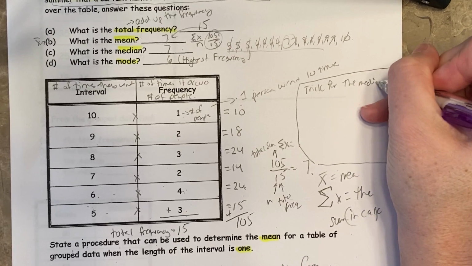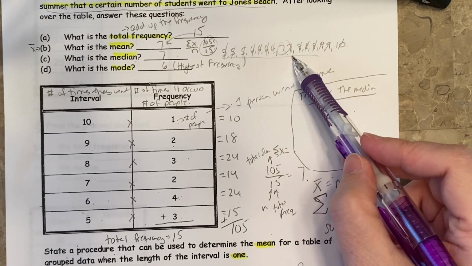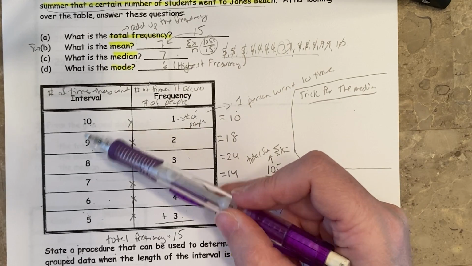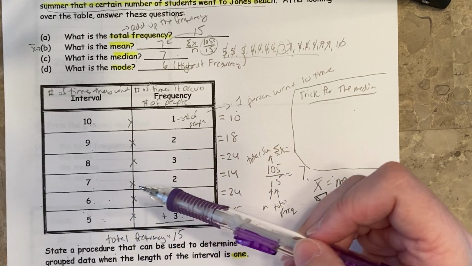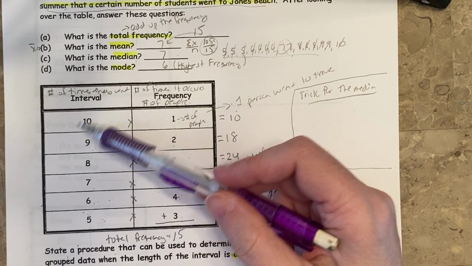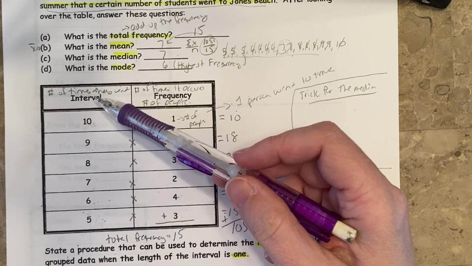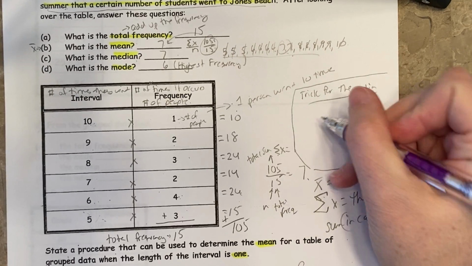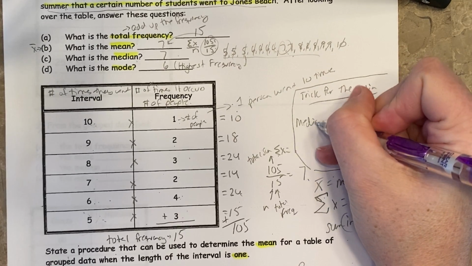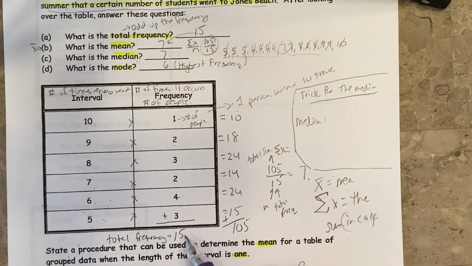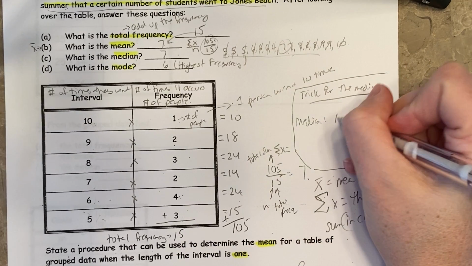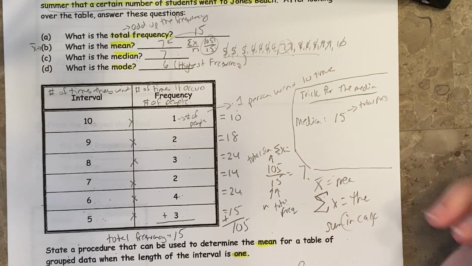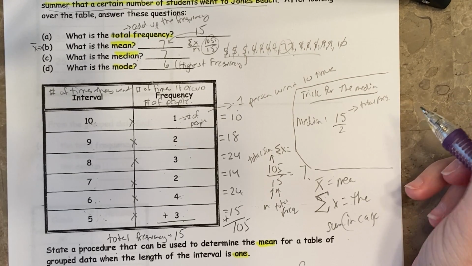for the median. Okay, median we know is halfway. This only works if you have interval lengths of 1 and if they're in numerical order, whether it's increasing or decreasing. They have to be in order or this does not work. All right, so here's what you do for the median. You're going to take your total frequency, and you're going to cut it in half.